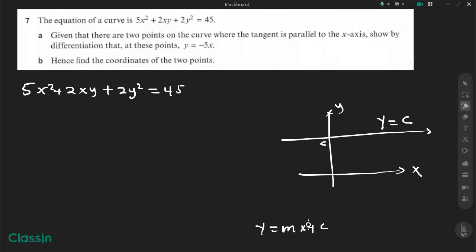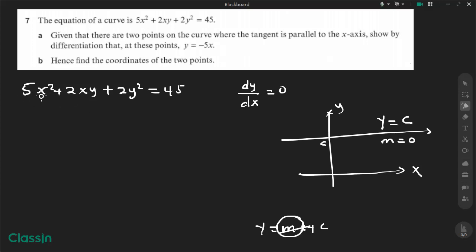That means the gradient is 0. So any line parallel to the x-axis has a gradient of 0. In other words, if the tangent to this curve is parallel to the x-axis, then the gradient function of the tangent must be 0. So we differentiate and equate it to 0.